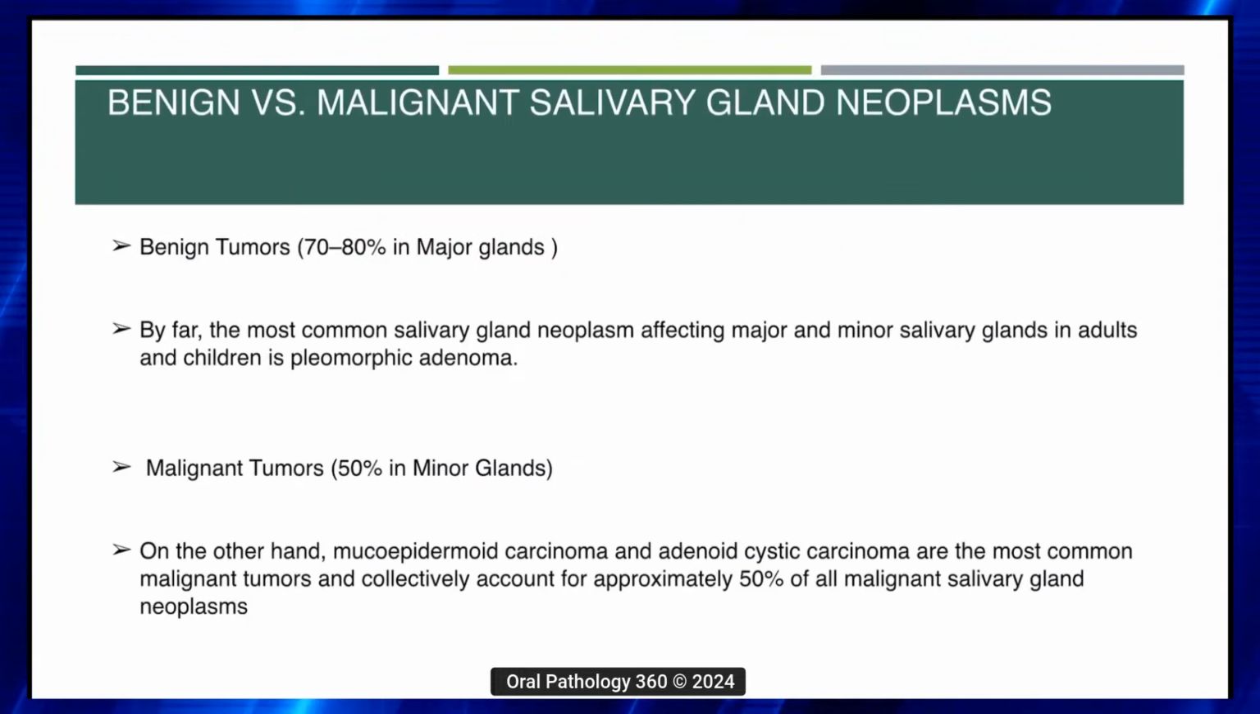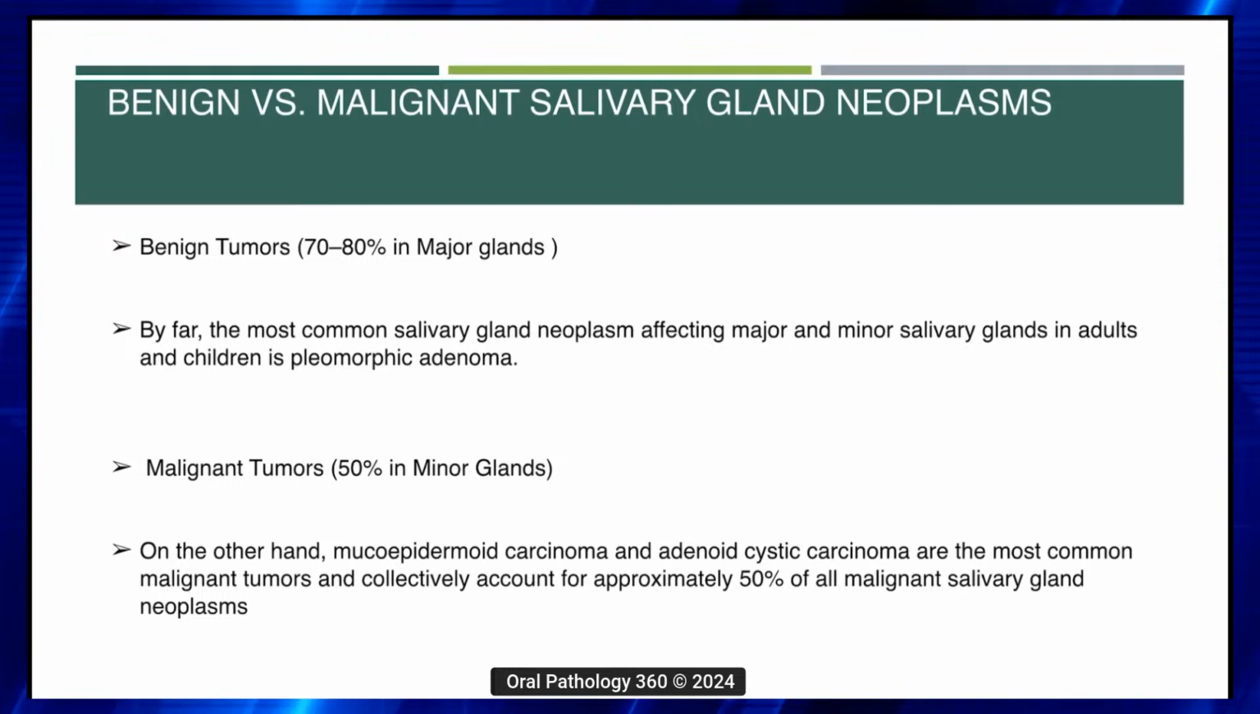Let's delve into the characteristics of salivary gland neoplasms and understand the difference between benign and malignant tumors. 70 to 80% of salivary gland neoplasms are benign, which are the majority of salivary gland neoplasms, especially those originating in major salivary glands. Pleomorphic adenomas are the most prevalent neoplasms among both adults and children, affecting major and minor salivary glands.